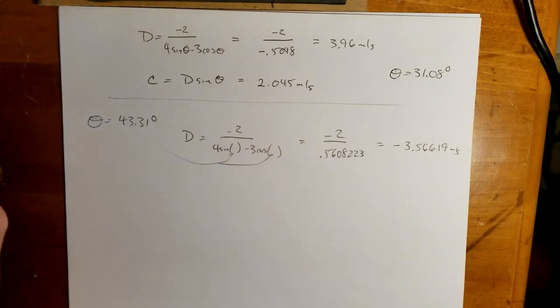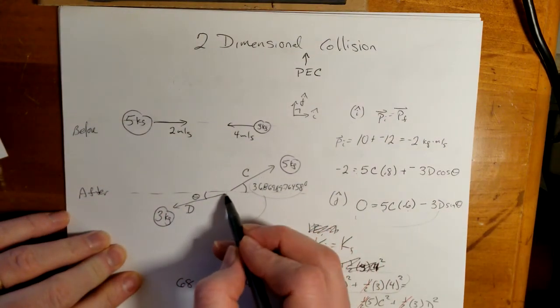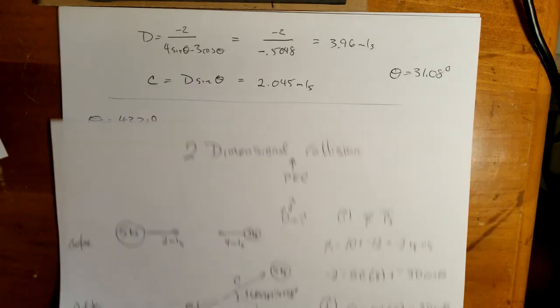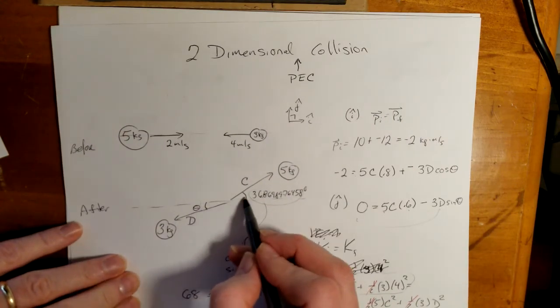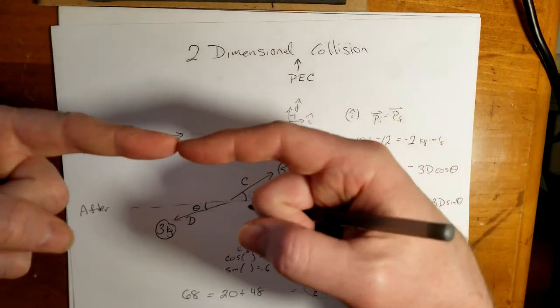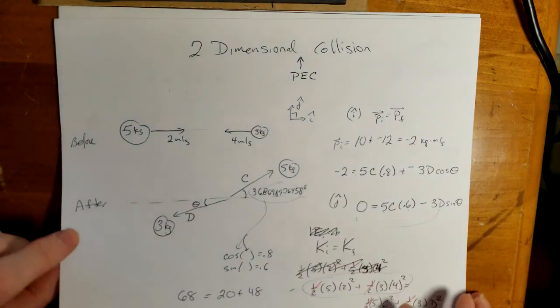Now, what that would mean is that d is going in the opposite direction. So if we go back to the original drawing, if d is negative, that means d is going in the opposite of what we had said. So this angle right here would be the 43.31 degrees, and d would be heading in that direction, and that's just impossible. You can't have two things colliding like this and then both of them go off in that direction. That would violate conservation of momentum.